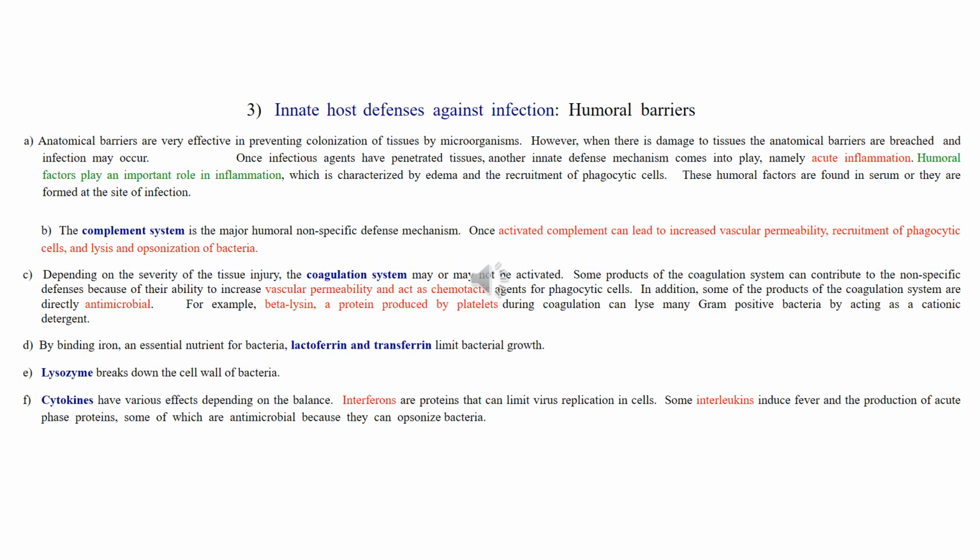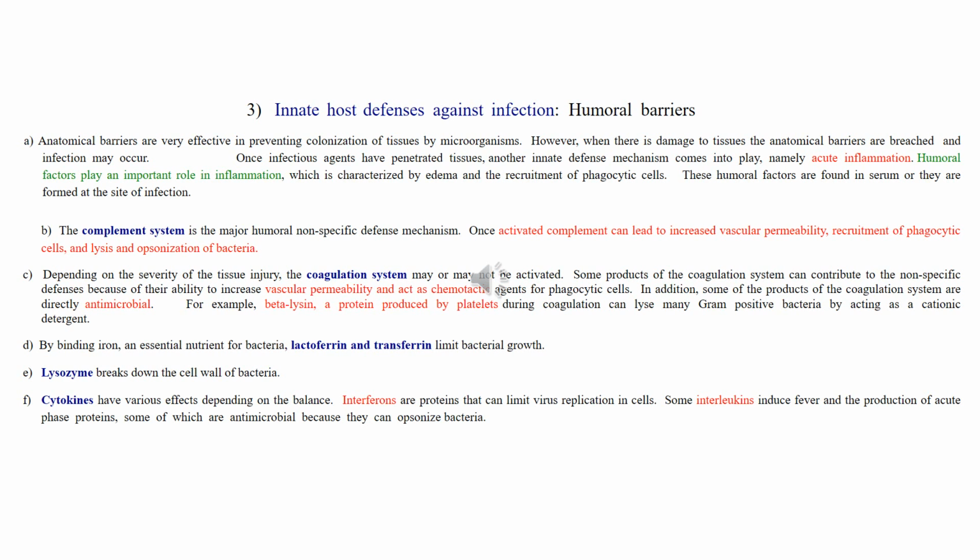Once infectious agents have penetrated tissue, another innate defense mechanism comes into play, namely acute inflammation. Humoral factors play an important role in the inflammation, which is characterized by edema and the recruitment of the phagocytic cells. These humoral factors are found in the serum or they are formed at the site of infection.